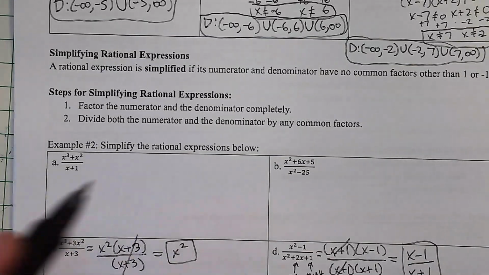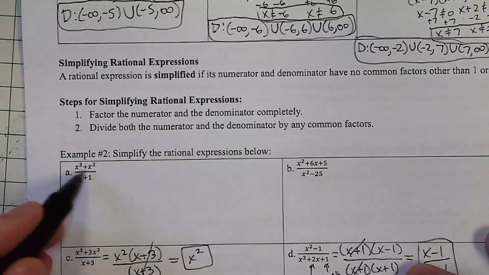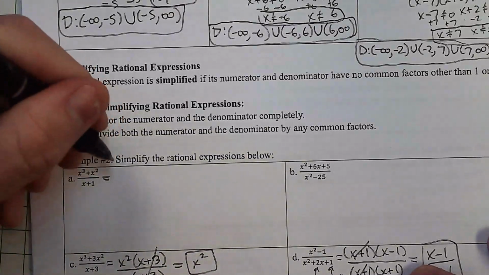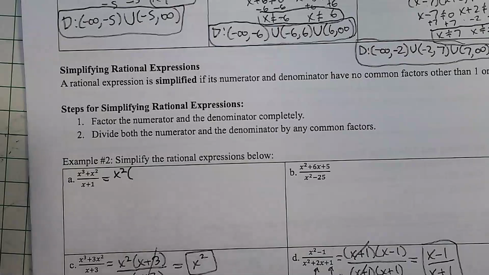Question, the first thing you want to do is factor the top and factor the bottom. So on the top, what do x cubed and x squared have in common? X squared, good. So I'm going to take out x squared to the left. I'm going to write down what's left over if I take out an x squared out of each term.